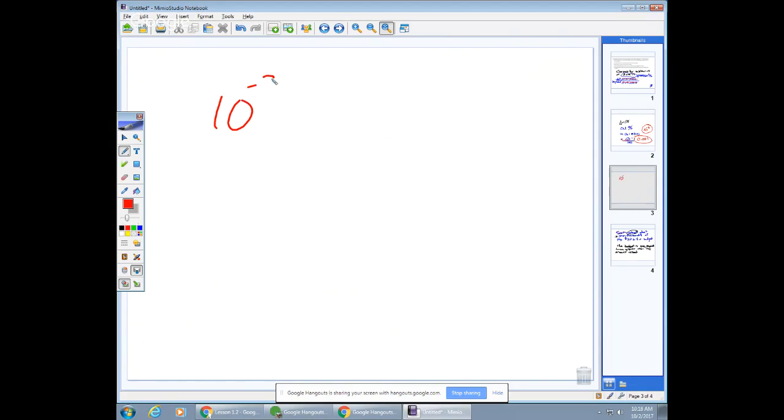So, new page. 10 to the negative 3 means 1 over 10 to the third. What's 10 to the third as a regular number? 10 times 10 times 10, right? Or 1,000. Yeah, so there's my 1,000th right back at me. So we're just kind of getting used to how exponents play out with numbers and thousands and thousands.